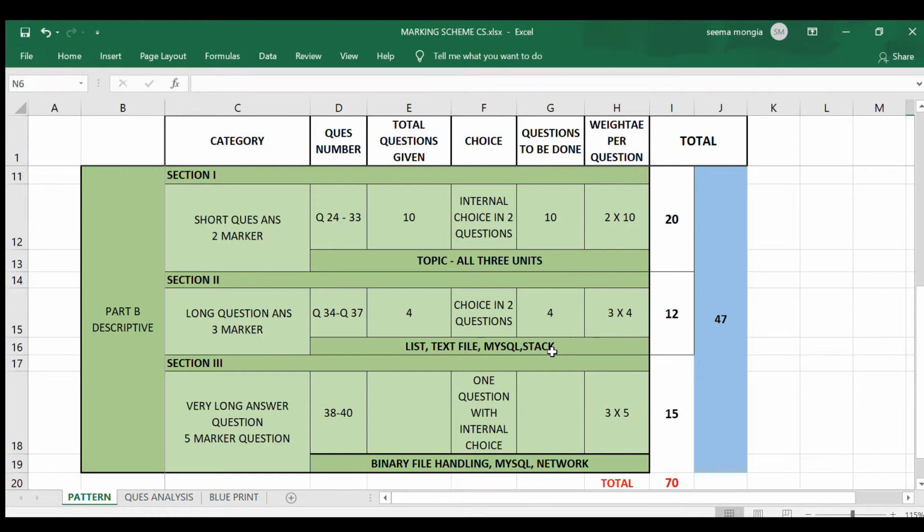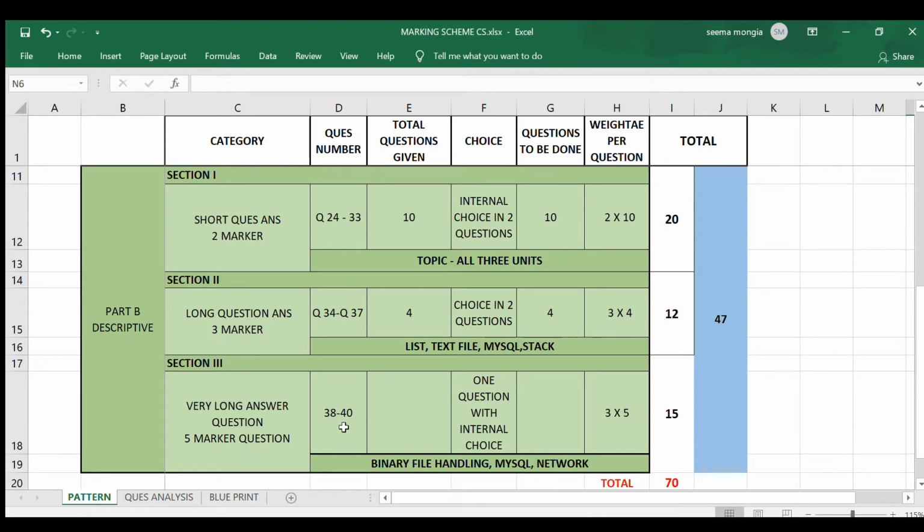So data structure is covered. 1 question from data structure, 1 question from MySQL, 1 question from text file handling, and 1 question from list. All these 4 questions are of 3 marks each. So it is covering 4 questions of 3 marks each, so 12 marks. Now the last section will be 5-marker questions, and there will be 3 questions of 5 marks each.